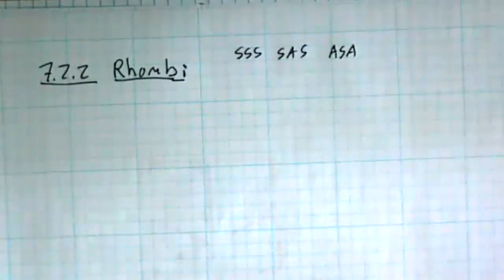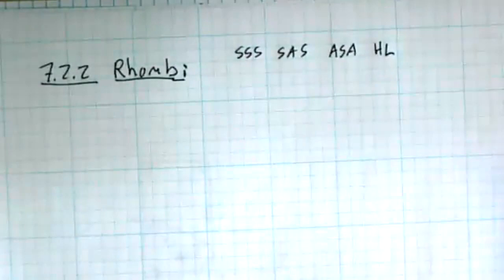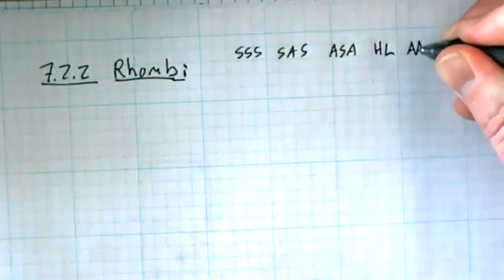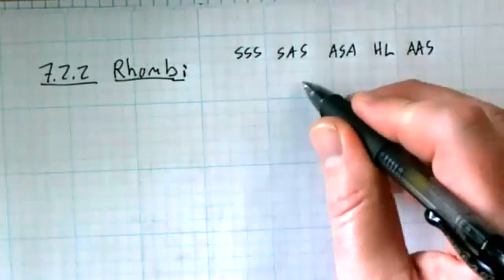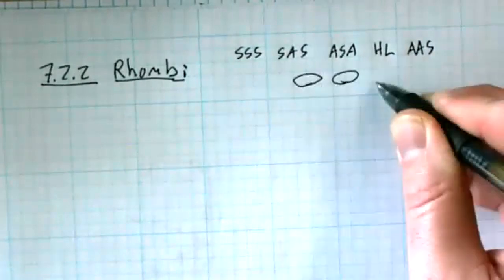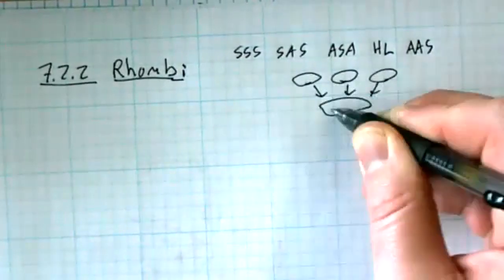HL works for similarity, but not for congruence. I heard HL, we're missing one. AA works for similarity, but not for congruence. AA, and we need a side to go along with it also, AAS. Those were our 5. And remember when we made our proofs, typically our proofs would look something like this. We'd have 3 evidence bubbles, and then they lead into the conclusion that the 2 triangles were congruent.